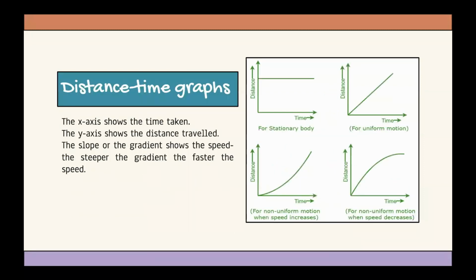Distance time graphs. In a distance time graph, the x-axis shows the time taken, the y-axis shows the distance traveled, the slope or the gradient shows the speed, and the steeper the slope, the faster the speed.